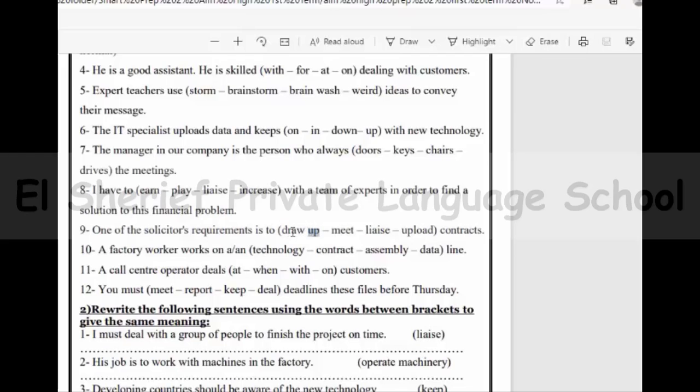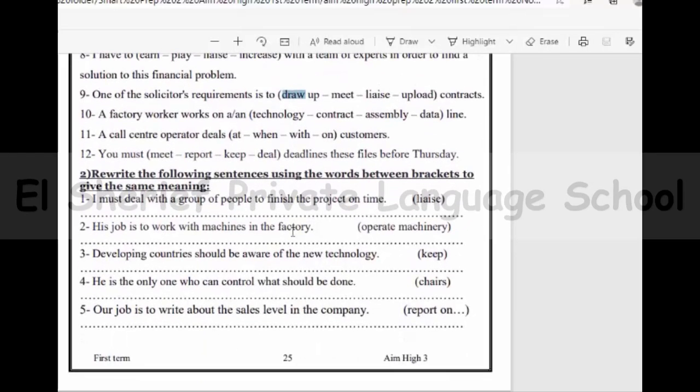So what do you mean by draw up? A contract is to carefully think about something, or it is the careful planning of something. Number 10. A factory worker works on our end line, so on assembly line. 11. A call center operator deals customers, so deals with customers. Number 12. You must deadlines these files before Thursday, so you must meet deadlines these files before Thursday.